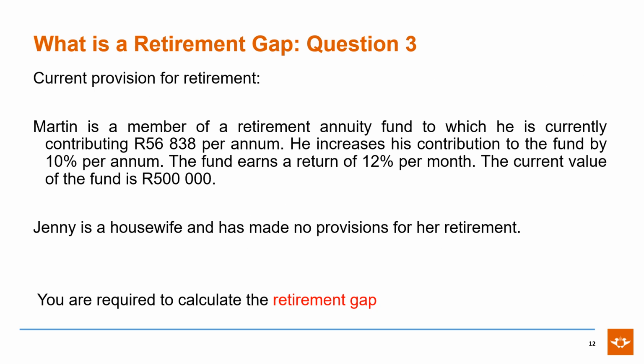Martin's current provisions for retirement include a retirement annuity fund, to which he currently contributes 56,838 Rand per annum. He increases his contributions by 10% per annum. The fund earns a return of 12% per annum compounded monthly and has a current value of 500,000 Rand. Jenny has no provisions. You are required to calculate the retirement gap of Martin, so the difference between his capital required and capital available.